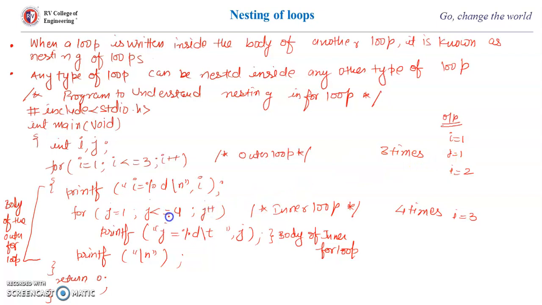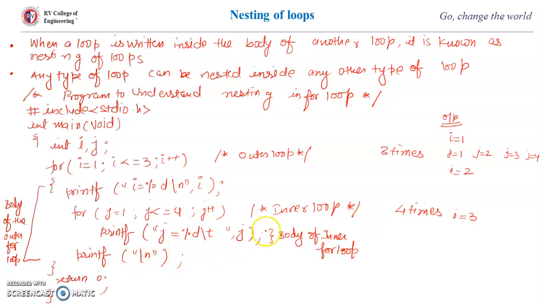Next we check the condition, 2 less than or equal to 4 is true, so j equals 2 will be printed, and again we increment the j variable. Then 3 less than or equal to 4, the condition is true, so j equals 3 will be printed, and then j is incremented again. Now 4 less than or equal to 4, the condition is true, so j equals 4 will be printed, and when j becomes 5, the condition becomes false. We come out of the for loop, and then we have written \n, so the cursor will go to the next line.